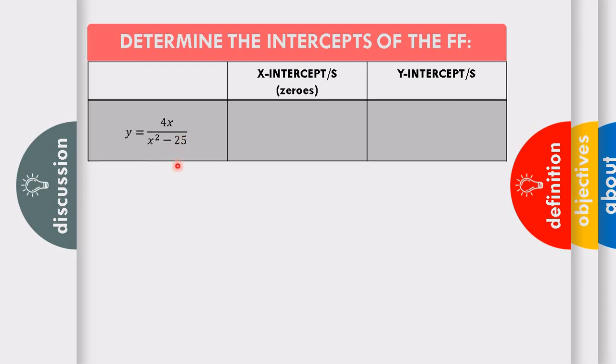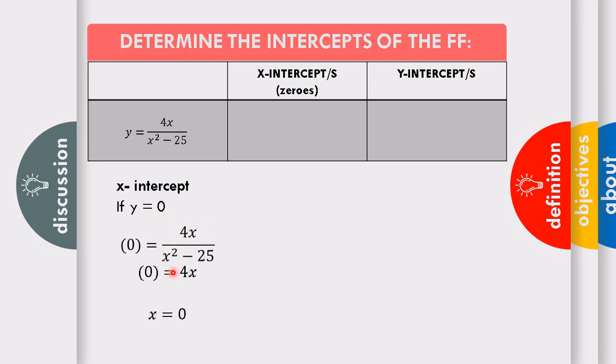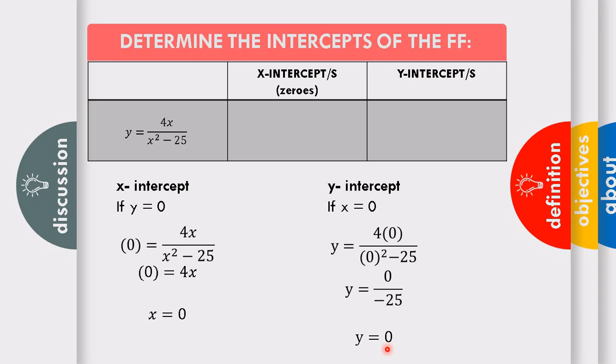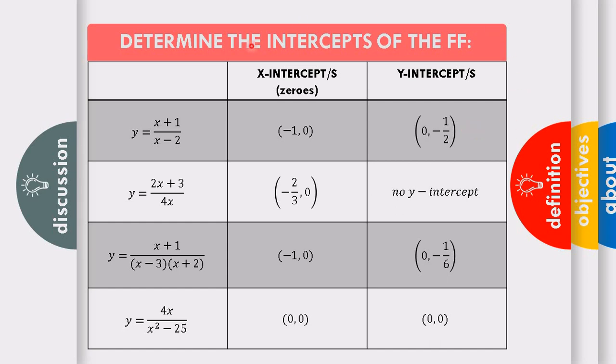So we have the last rational function, y equals 4x over x squared minus 25. For the x-intercept, if y is equal to 0, 0 equals 4x over x squared minus 25, simplify, so we have x equals 0. For the y-intercept, change x to 0, so we have the y value of 0. So the coordinates are 0, 0, and 0, 0. Both intercepts are at the origin. So we have this table to summarize the functions and their x-intercepts and y-intercepts.